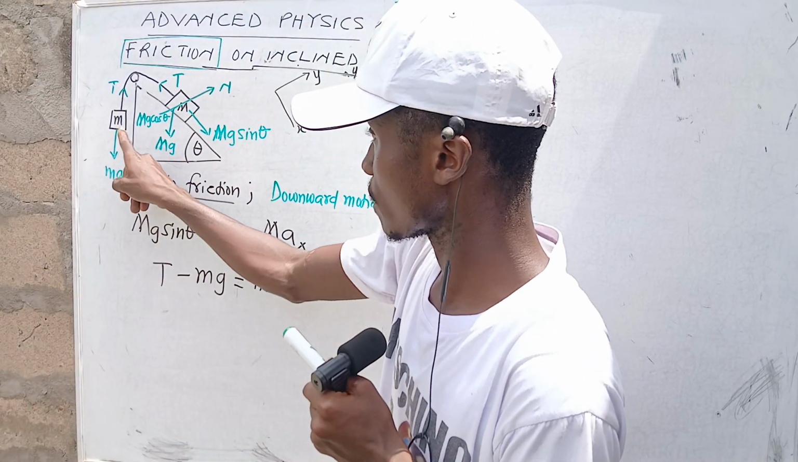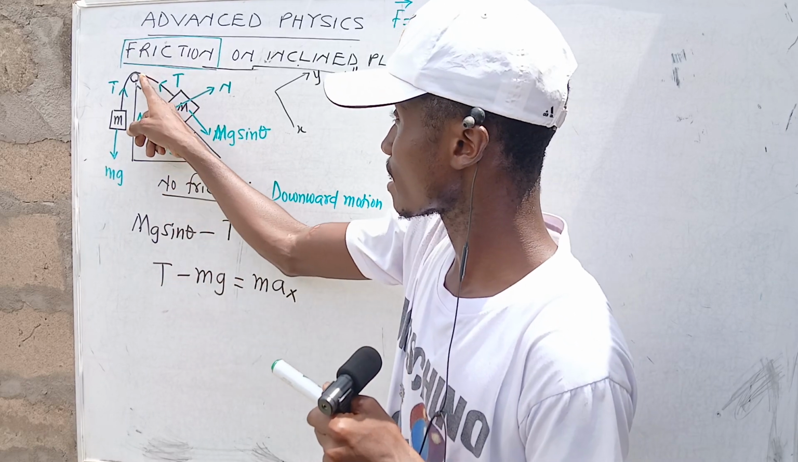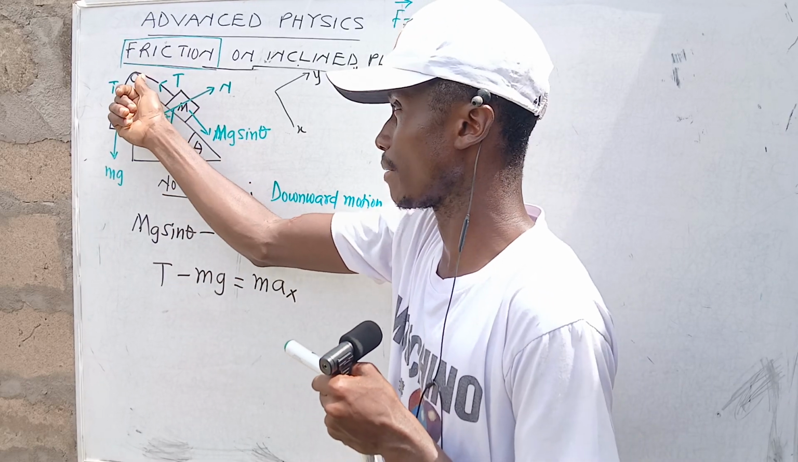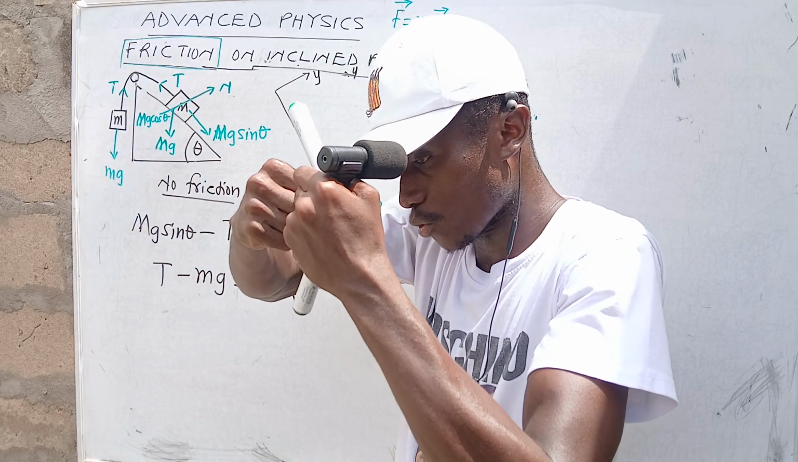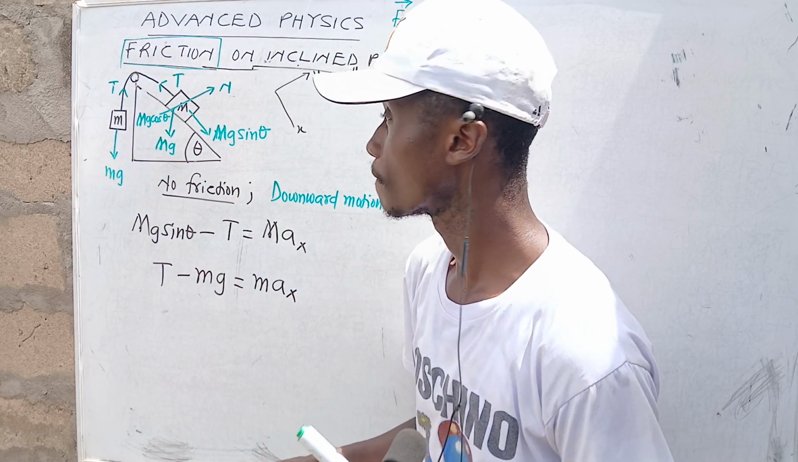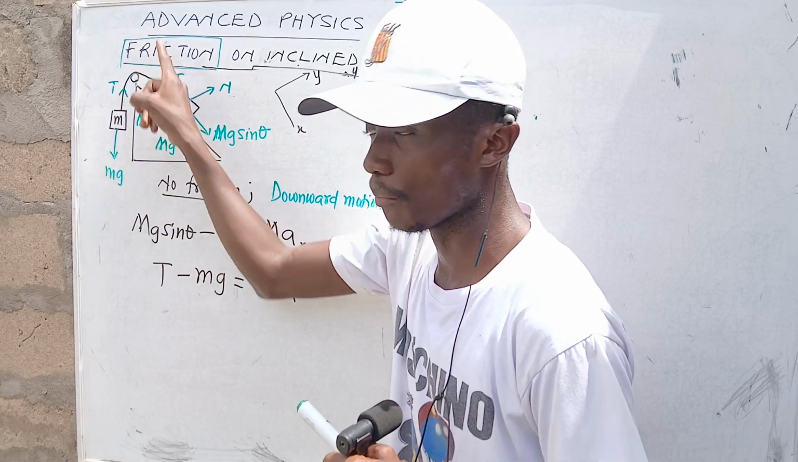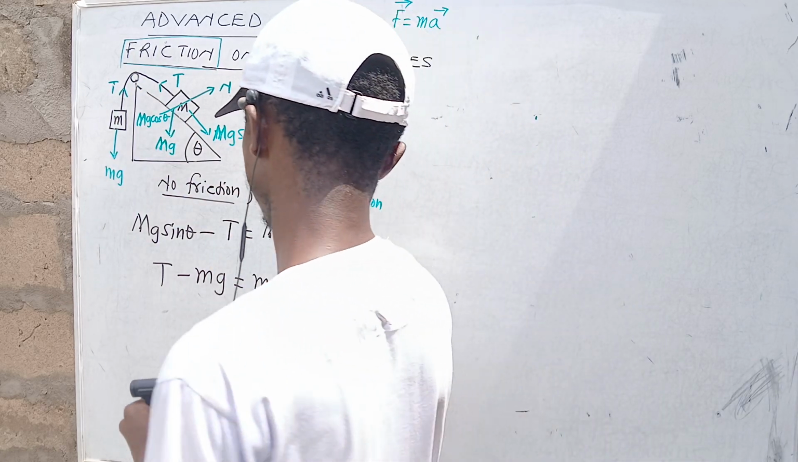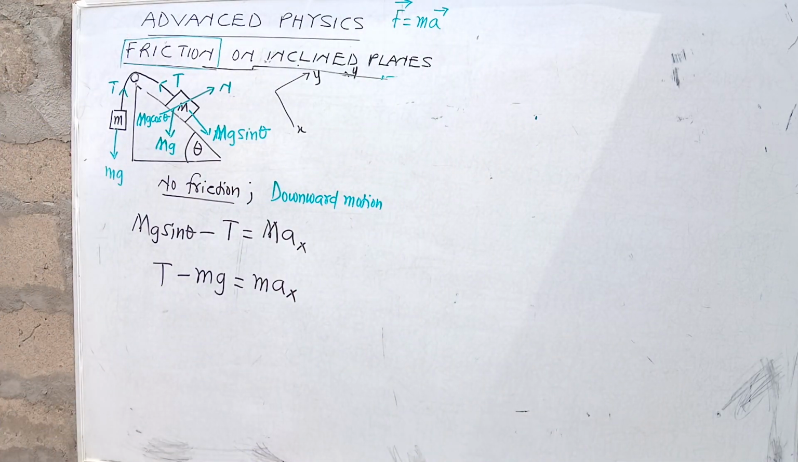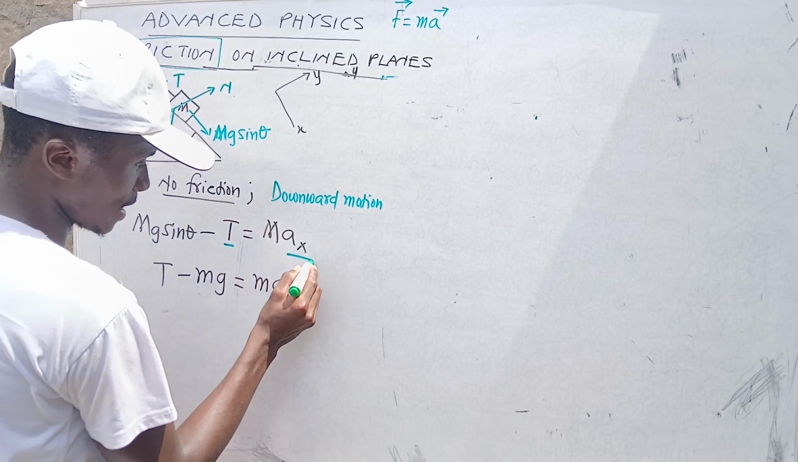The acceleration of this mass is equal to the acceleration of this mass, for the fact that when this string moves by a meter, this also moves upward by a meter. Otherwise, the whole string will stretch. So when this mass moves downwards by an inch, this one would have to move upward by an inch, given that this is a frictionless pulley. So these are the dynamical equations we have, and we are solving for T and ax.